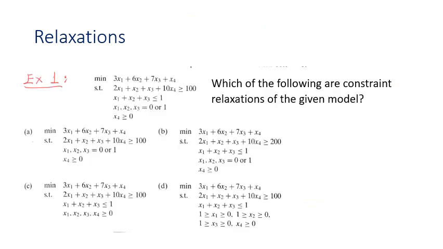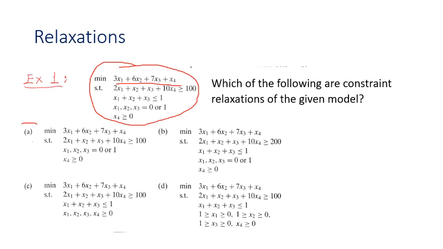Let's consider an example on constraint relaxations. Assume that this model is given to us. So this is a minimization problem with this objective function, and we have 1, 2 constraints. x1, x2, and x3 are binary 0 or 1 decision variables, and x4 is greater than or equal to 0, a continuous decision variable. So the question is, in parts A, B, C, and D, a number of alternative models are given to us, and the question is, which one of these alternatives are constraint relaxations of this original model?